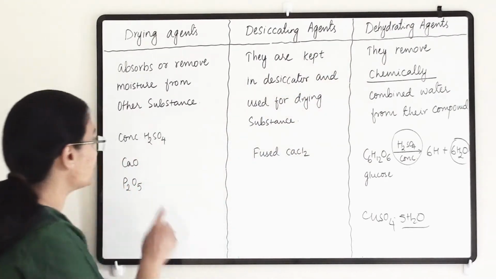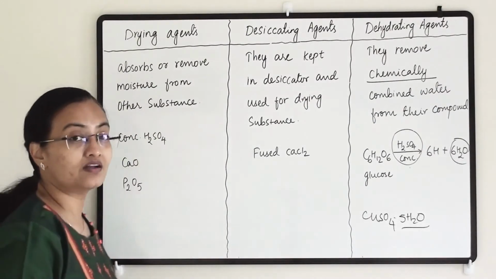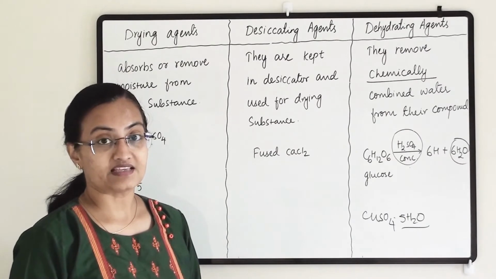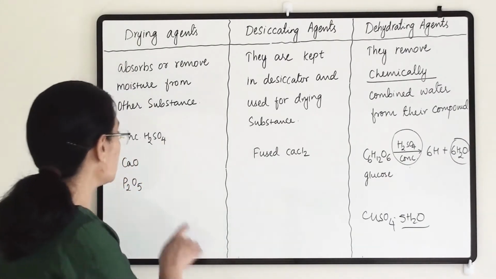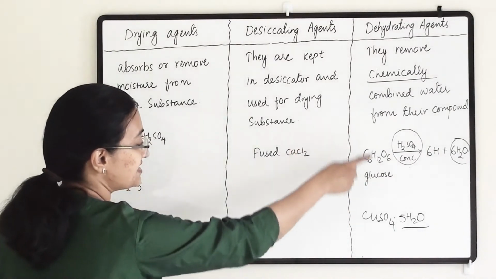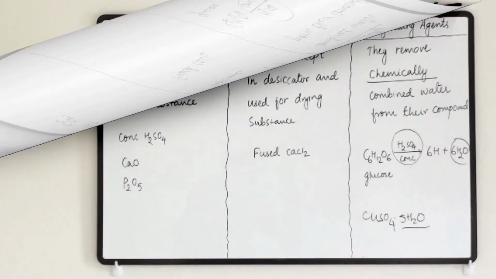Here concentrated sulfuric acid we are using as a drying agent also. When we are passing any gas through concentrated sulfuric acid, it will remove moisture from the gas. So that's why we are using concentrated sulfuric acid for both actions, as a dehydrating agent and also as a drying agent.